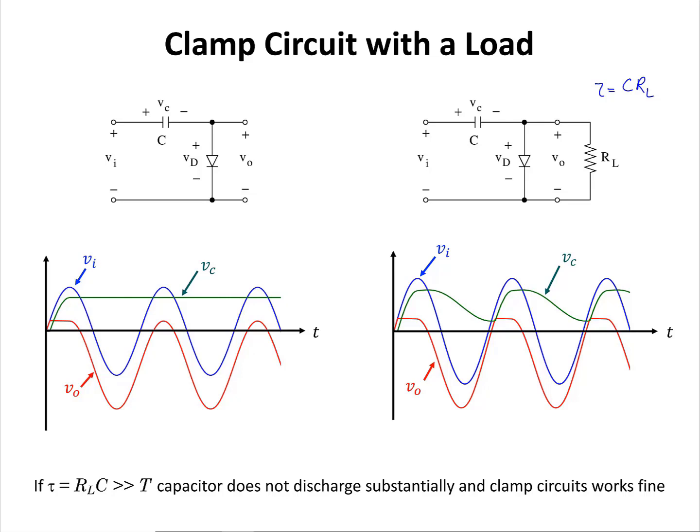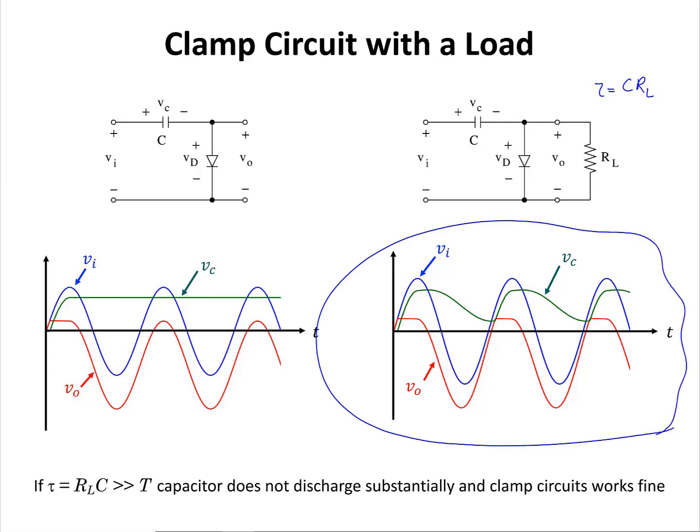However, if the RC time constant is comparable to the period of the input signal, then while the diode is off, the capacitor can discharge through the resistor and the shape of the output voltage is going to change. As you can see in this graph, for this simulated graph, I have RC equal to the period of the input signal. So as you can see, the voltage across the capacitor changes over time. And so after this time point, when the diode turns off, the voltage across the capacitor completely discharges and the output is no longer the shifted version of the input signal.